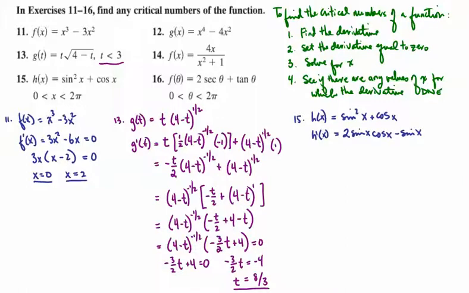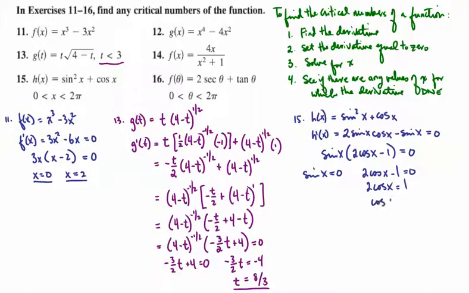All right, so at this point we set that equal to 0. We want to factor a sine of x out. We get 2 cosine of x minus 1 is equal to 0. So we have two expressions here. We have sine of x is equal to 0, and we have 2 cosine of x minus 1 is equal to 0, or 2 cosine of x equals 1, or cosine of x is 1/2.